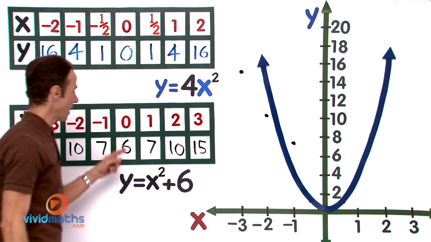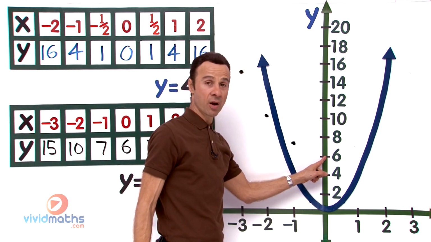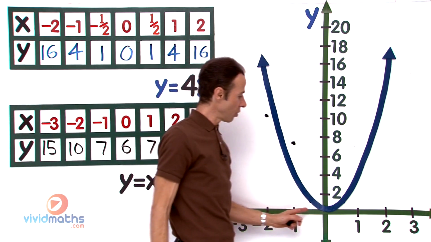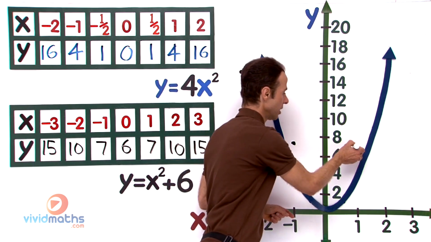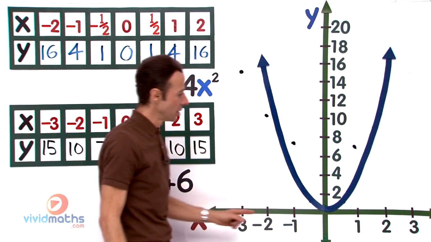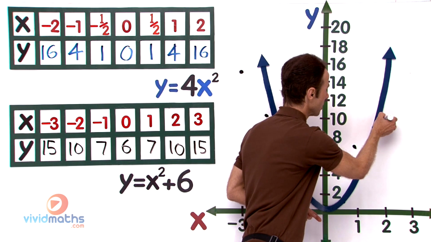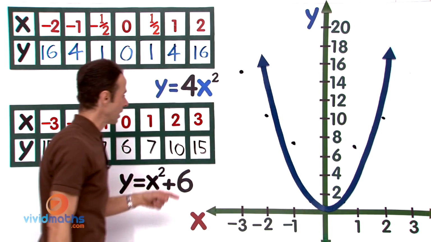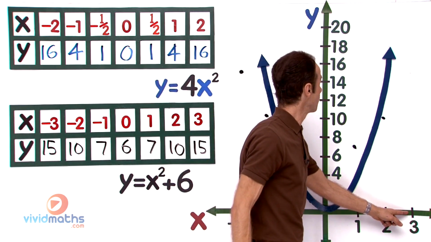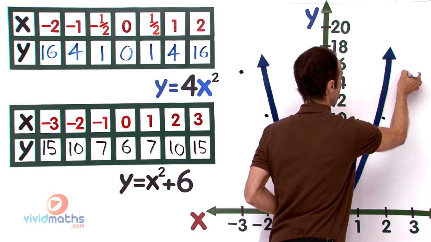And of course we have 0, 6, which is going to be on the y-axis, 0, 6 right over there. The next one's going to be 1 and 7. Let's go 1 and 7 right over here. And the one after that is 2 and 10. 2 and 10 right over here, right next to it. And finally 3 and 15. Let's go to 3. Here we are, go up 15, that would be about here. So 15 is about over there.